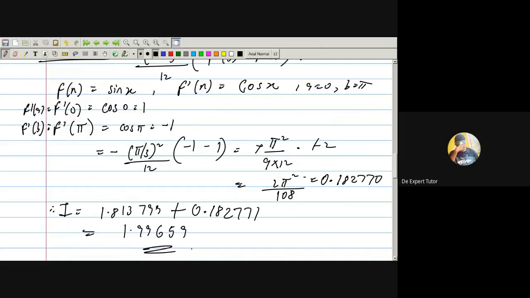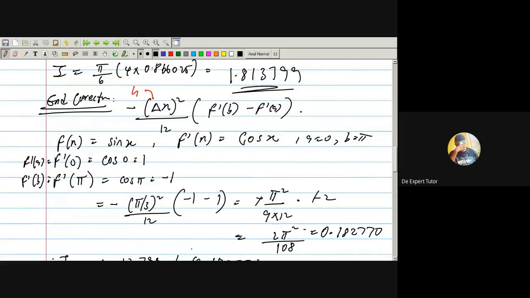Nice. That's all on the trapezoidal rule. Don't forget the end correction. Is that clear? Yes, sir. So the next ones are the two Simpson's rules.